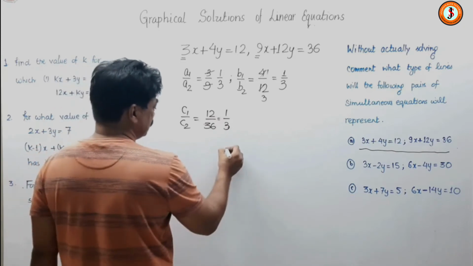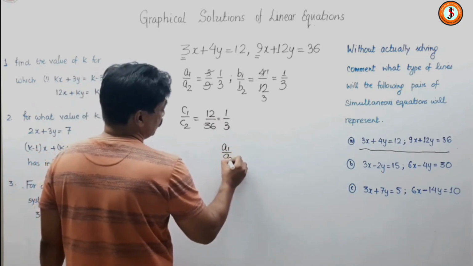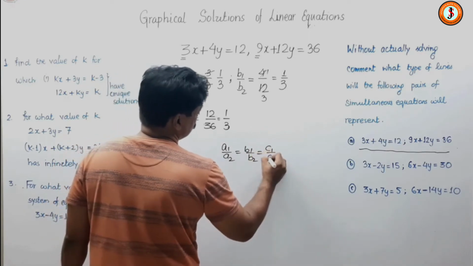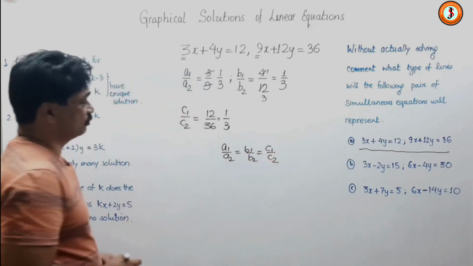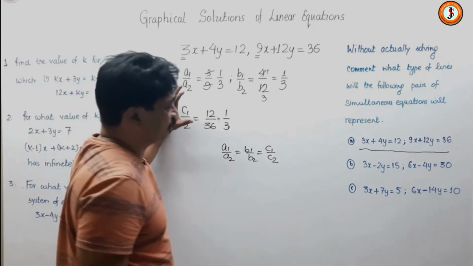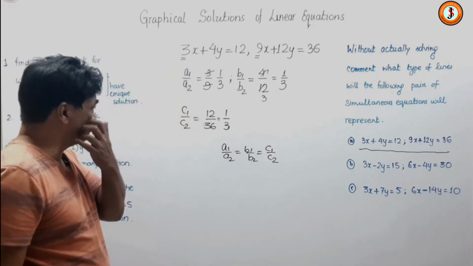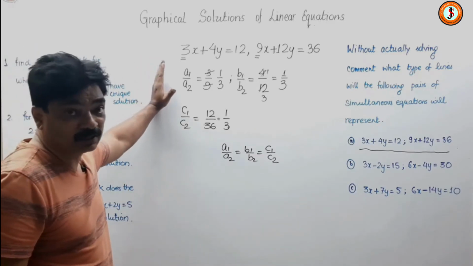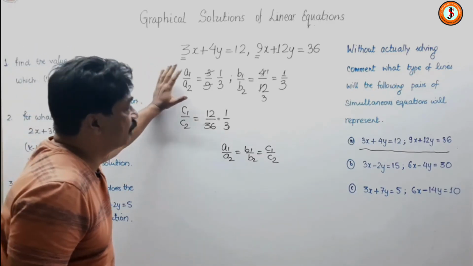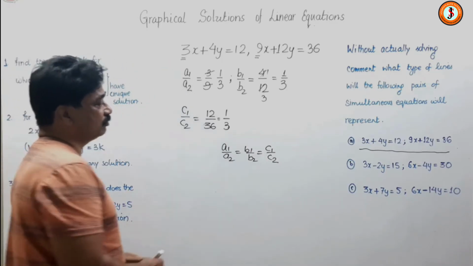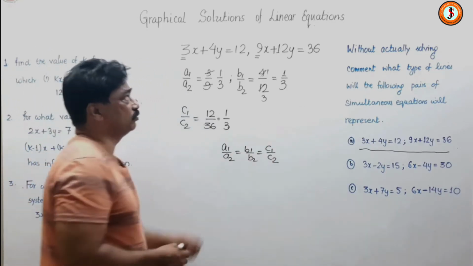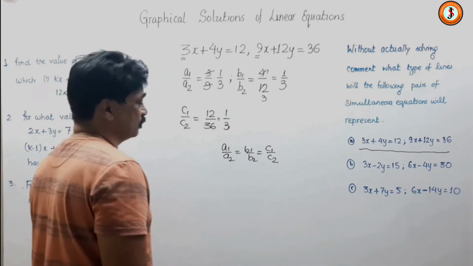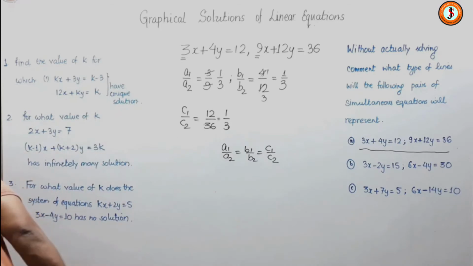So that means here a1 by a2 is equal to b1 by b2 is equal to c1 by c2. All of them are equal to 1 by 3. So the equations will represent coincident lines, and they will have infinitely many solutions. That means on the graph they will be the same line, both the equations will be the same line, and they will represent infinitely many solutions. Now let us move to the next question.